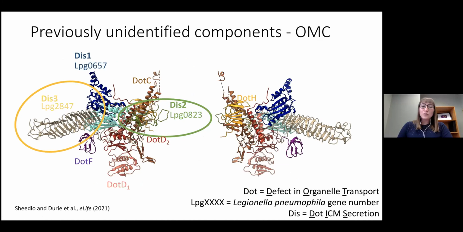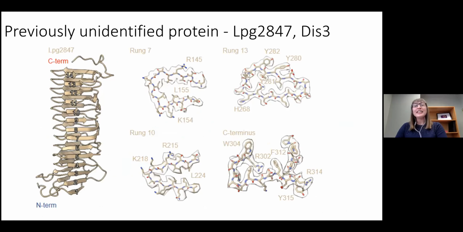And then if we look at DIS3, LPG2847, this is an example showing the maps at different levels within this part of the structure. So the top, the C terminus, would be near the interior, near the center of the structure, and we had the best resolution there. You can see it gets a little worse as we go further out. But if we look at rung 13 here, this is one of the things that was really helpful. Mike was really excited to see you can see there are 3 tyrosines right next to each other. So in building in, residue by residue, this was a really important feature to be able to figure out which protein was actually making up this component.